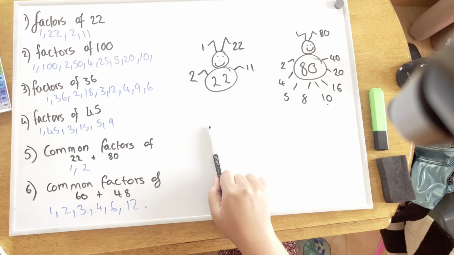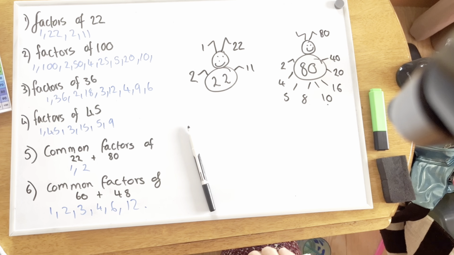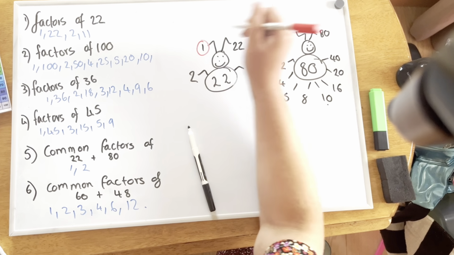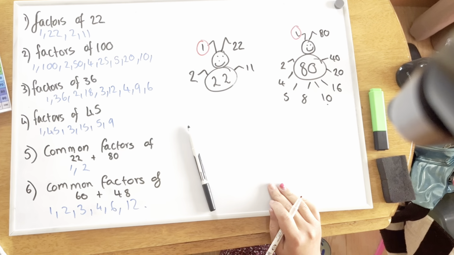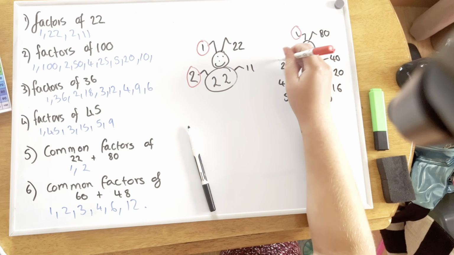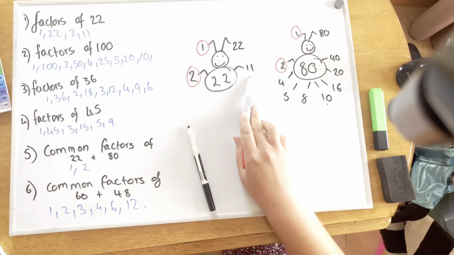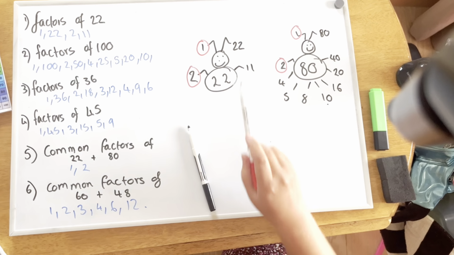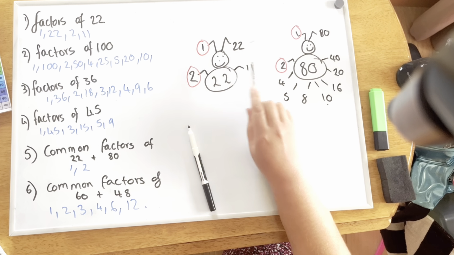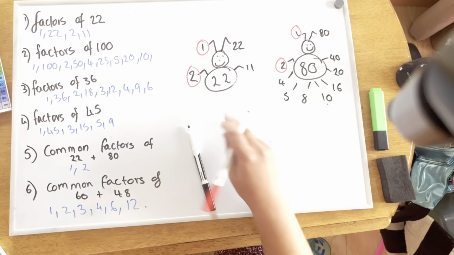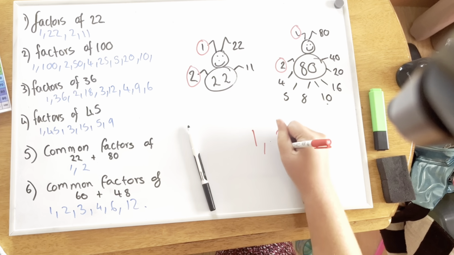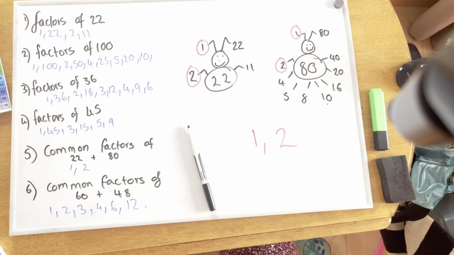Okay, so now we need to find what the common factors are. So they both have 1. They both have 2. Does 80 have 11? No. Does 80 have 22? No. So our common factors of 22 and 80 are 1 and 2.